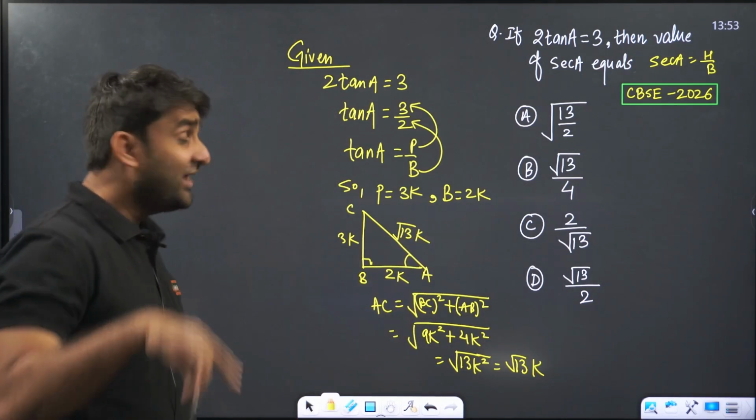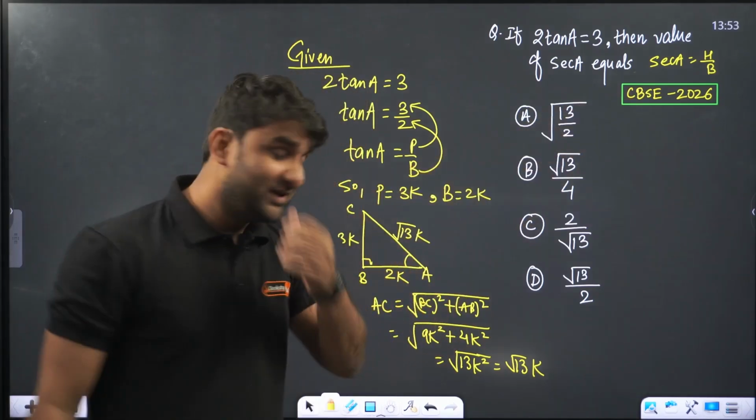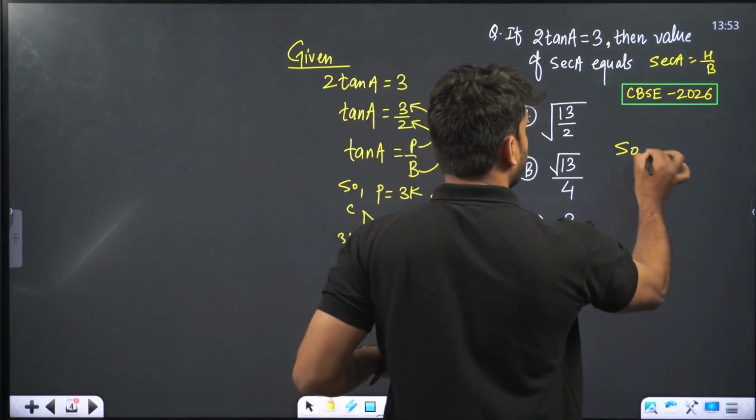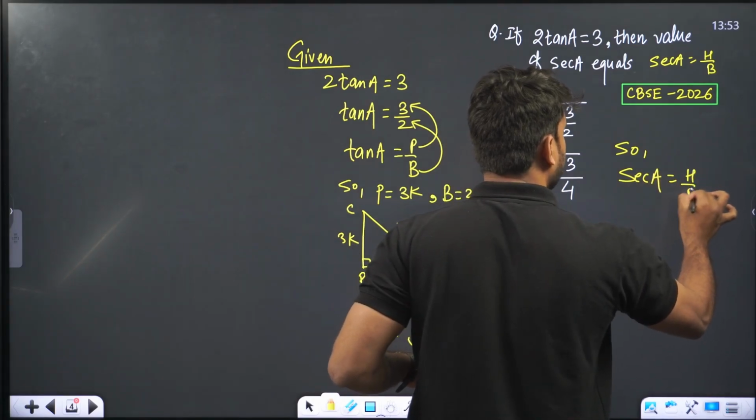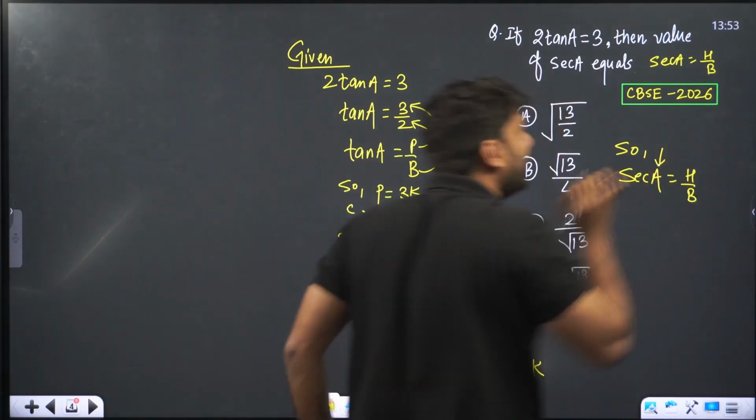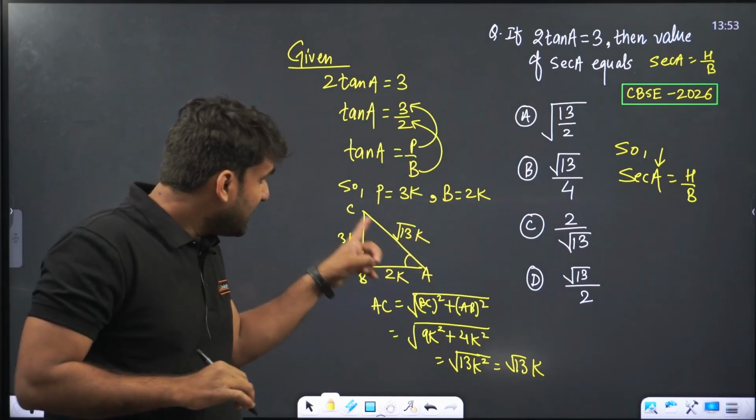Clear everyone? And what we are looking for? We are looking for sec A, and sec A is equal to hypotenuse by base, and we are dealing with angle A. So for angle A, hypotenuse is AC.